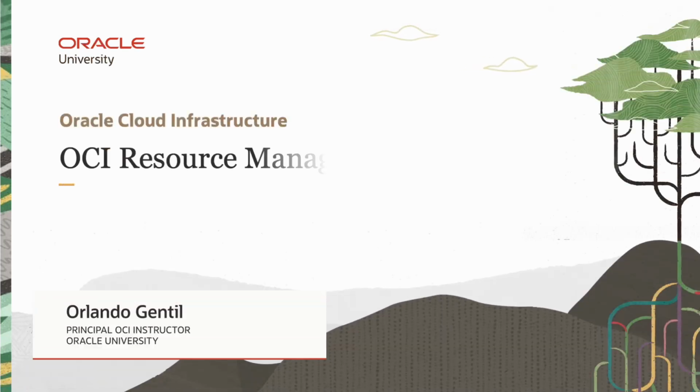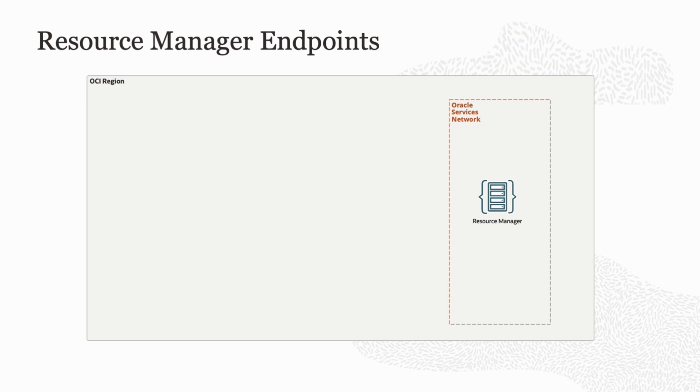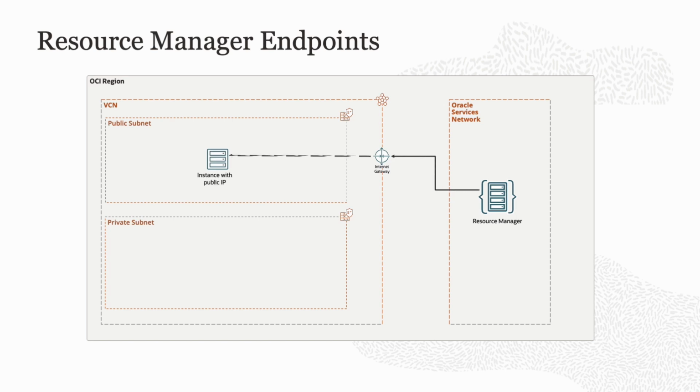Hello and welcome. In this module, we will explore Resource Manager private endpoints. Let's say you have a Resource Manager stack that provisions your VCN, one public subnet, and one private subnet. In the public subnet, it will create an instance with a public IP, and assuming it has the proper security list or network security groups rules, a provisioner called remote exec can connect using SSH and run commands in the provisioned instance. The same is not true for the instance in the private subnet.